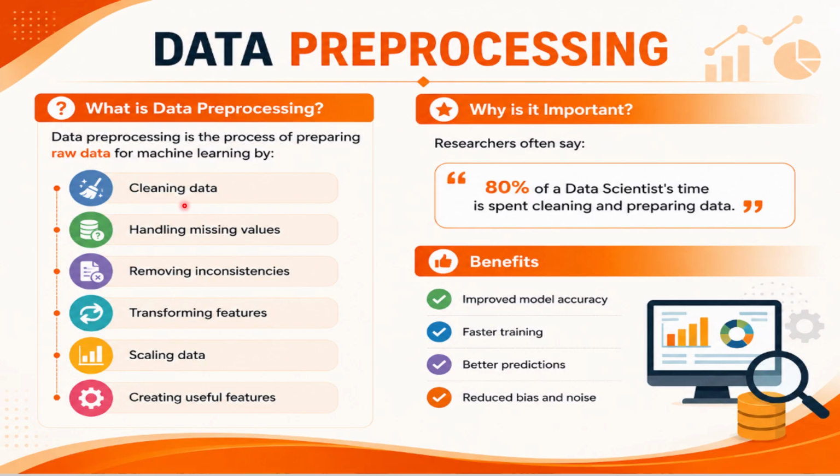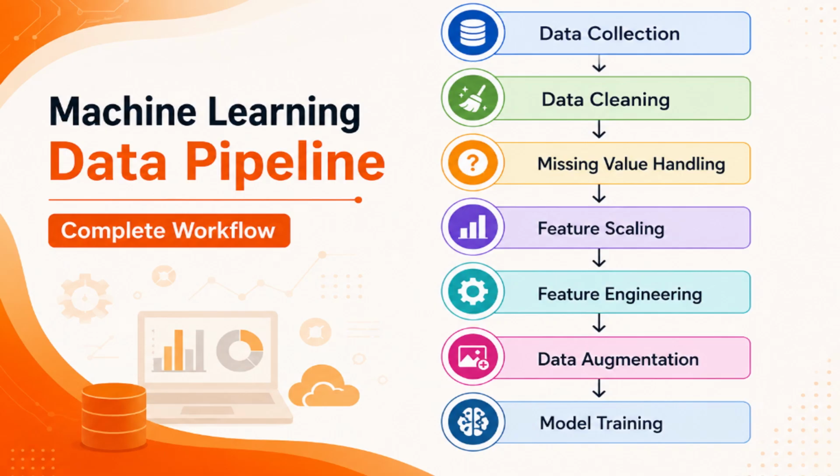Data pre-processing means cleaning the data, handling missing values, removing inconsistencies, transforming the features, scaling the features and creating useful features. All these things need to be done. This is the pipeline in data pre-processing: data collection, cleaning, missing value handling, feature scaling, feature engineering. If needed, you can do data augmentation, and you can also do validation, training and testing.